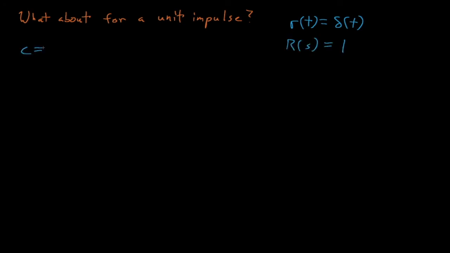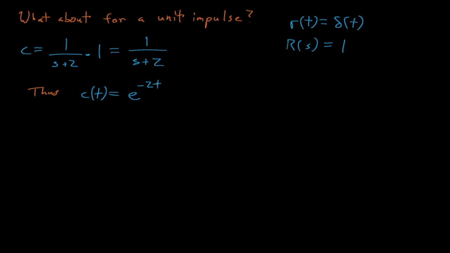Lastly, what would happen if our input was a unit impulse represented by this delta function? Since the Laplace transform of our delta function equals 1, C(s) is just equal to 1 over (s plus 2), which means that c(t) equals e to the negative 2t.